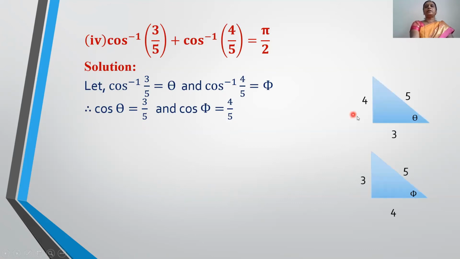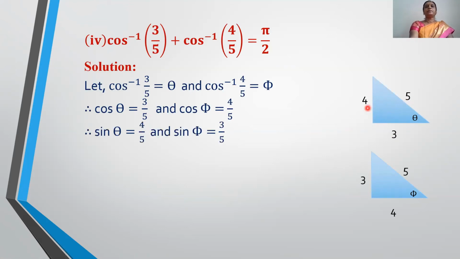Again, we will use Pythagoras triplet. Here cos theta is 3/5. See the first triangle. If this angle is theta, cos theta is 3/5 means adjacent side is 3, hypotenuse 5. And by the Pythagoras triplet, obviously this remaining side must be 4.